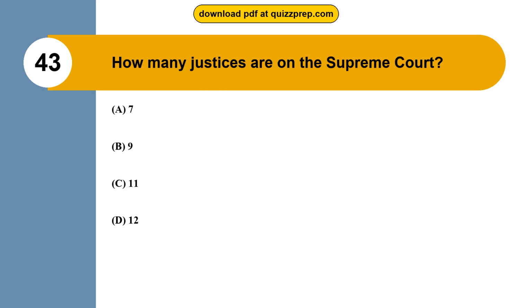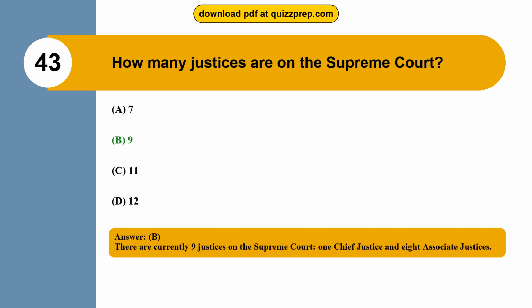Question 43. How many justices are on the Supreme Court? Option A, 7. Option B, 9. Option C, 11. Option D, 12. The correct answer is option B, 9. There are currently 9 justices on the Supreme Court, 1 Chief Justice and 8 Associate Justices.